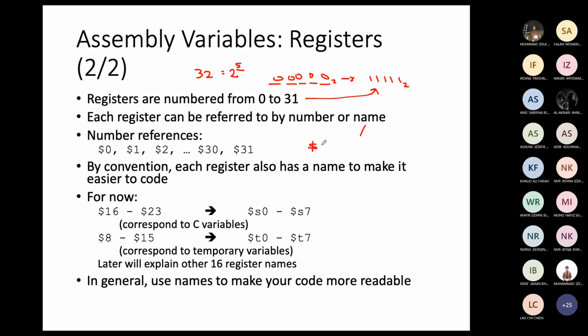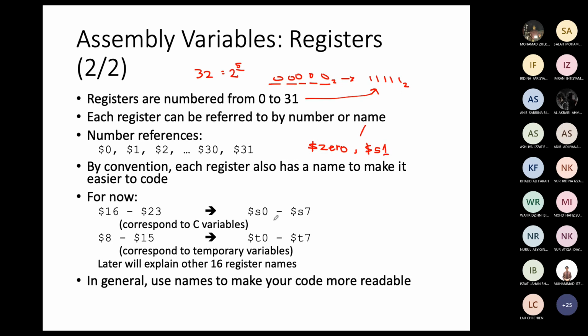And if you want to refer using a name, you can use $s0, $s1. The dollar here means the register ID. By convention, each register also has a name to make it easier to code. For registers 16 until 23, they are named from register S0 until register S7. So from register 16, the name is register S0.